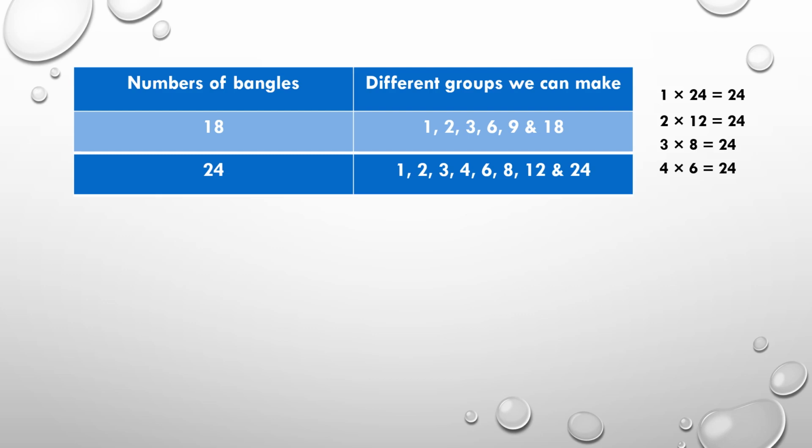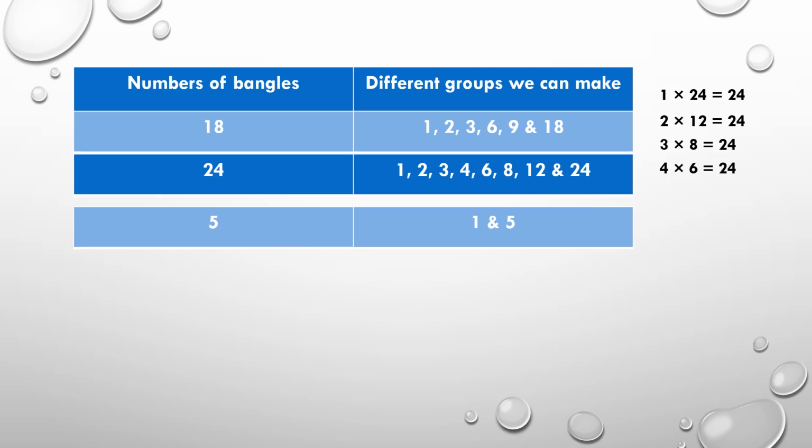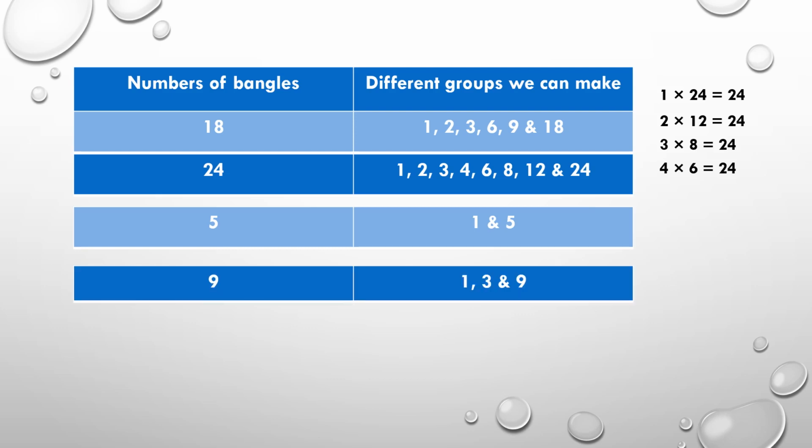Similarly, for 5 bangles I can make groups of 1 and groups of 5. For 9 bangles I can make groups of 1 bangle, groups of 3 bangles and a group of 9 bangles. When I am making groups of 3 bangles, how many groups will I have? 3 bangles together, then again 3, then again 3. That means total 9. And how many groups are there? 3 groups of 3 bangles.